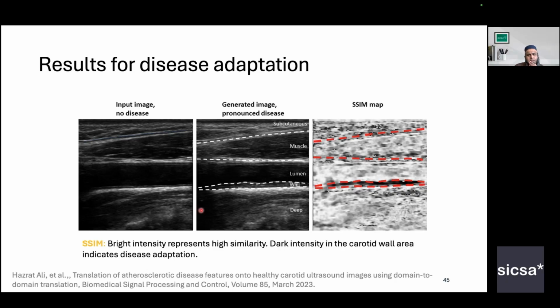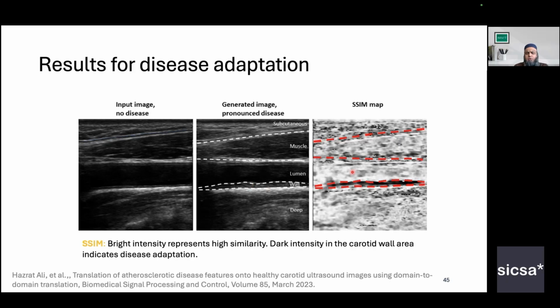So here is something in terms of the results. On the left side, we see an image for a healthy individual. There is no atherosclerosis, no accumulation of plaque. After the GAN was trained, the GAN was able to insert the plaque. So we call it the pronounced disease case. This is now a completely synthetic image, generated with the GAN.